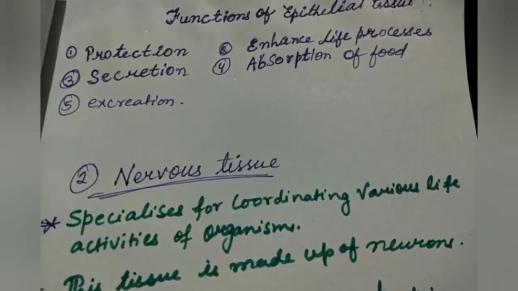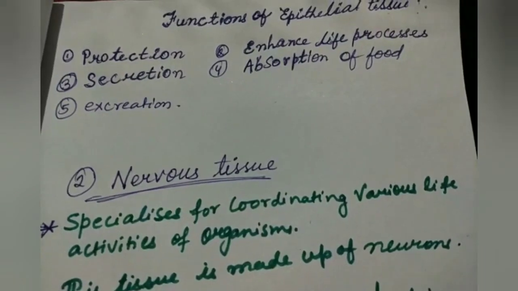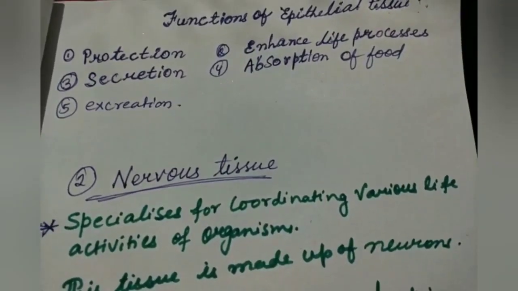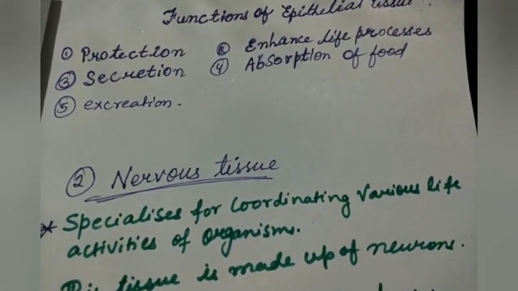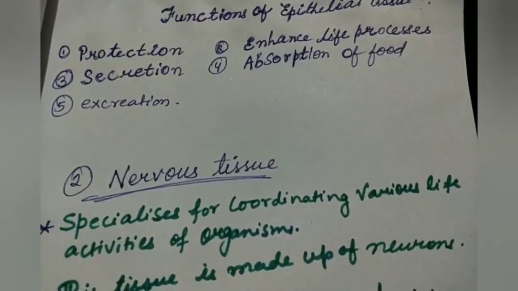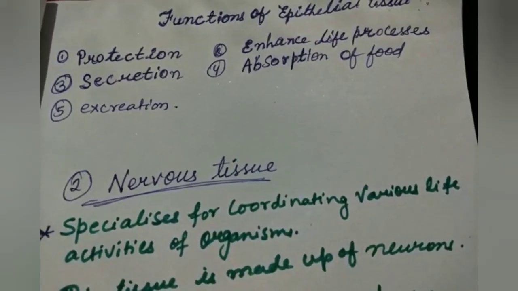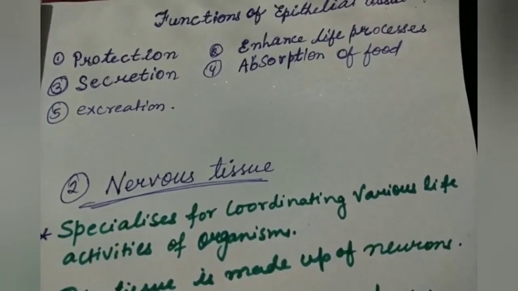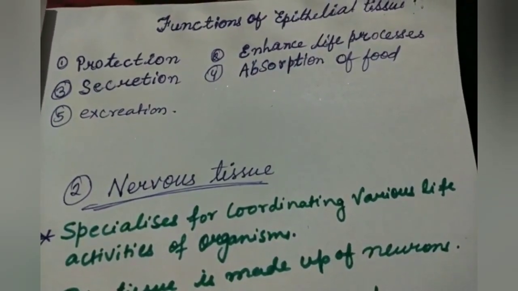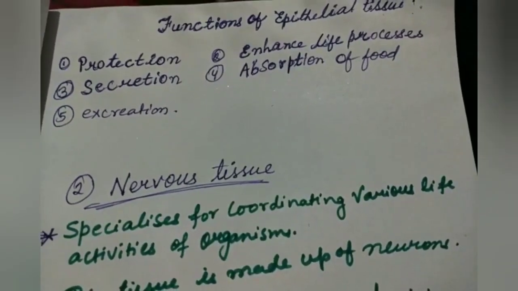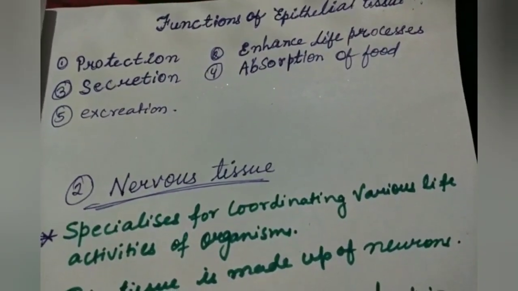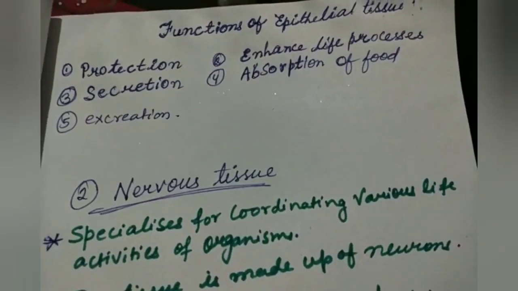Fifth is excretion. So in sweat glands and kidneys, what happens? Sweat glands excrete waste in the form of sweat and excess salt. Okay, and in excretion also the waste products are excreted out from the body, so thus they help in throwing out the waste from the body.